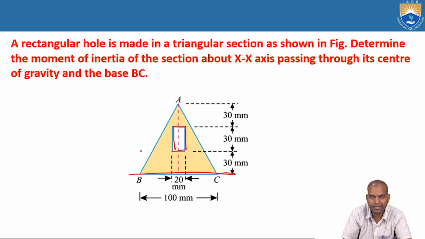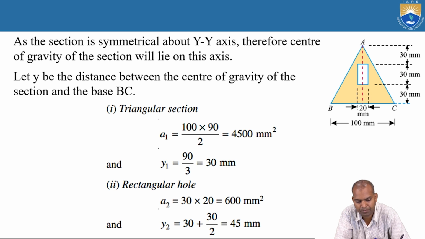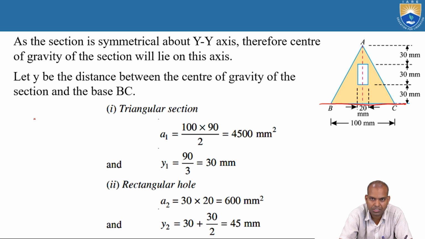So these complete dimensions were given here. The width and height, depth of this rectangular section. The base is 100 millimeters. This is 20 millimeters for the rectangular section, and the height is 30 millimeters. How to begin here? For the triangular section, the base is BC. Let y be the distance of the center of gravity of the section from the base BC. Now A1, the triangular section, is half base times height, half into 100 into 90, that is 4,500 square millimeter.